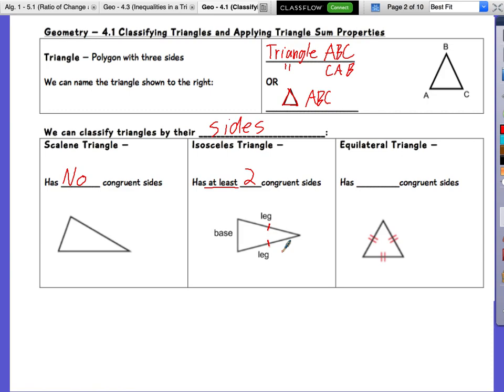And we say that the angles opposite the congruent sides are congruent. So because this angle is opposite the side, and this angle is opposite the side, they're congruent. So the angles opposite those two congruent sides are congruent as well.